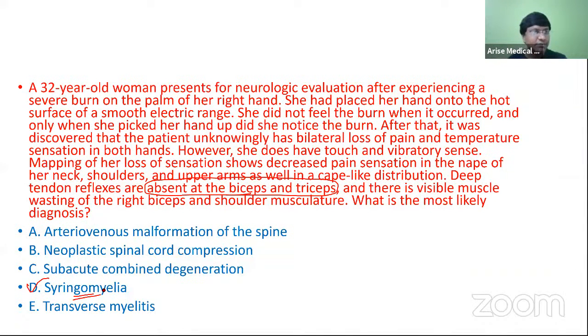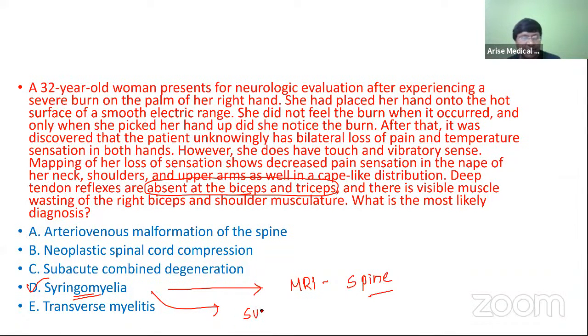Now the question is, how will you diagnose this Syringomyelia? The diagnosis of Syringomyelia is by MRI of the spine. Right, now how will you treat Syringomyelia? The treatment of Syringomyelia is surgical decompression. That is the treatment of your Syringomyelia.